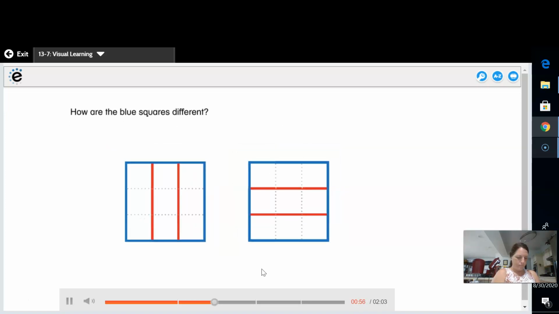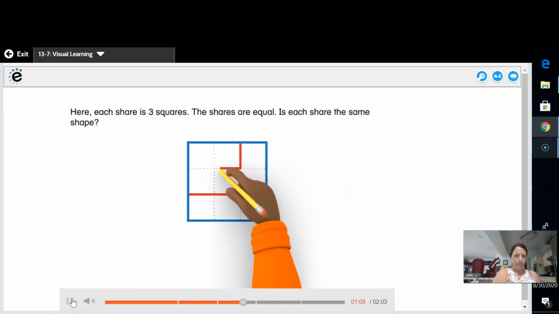How are the blue squares different? Okay, so you can see there's 3 small squares inside each share, and there's 3 small squares inside each share here, too. These are going up and down, and these are going sideways, but there's still 3 small squares. One blue square is divided into columns, and the other blue square is divided into rows. Here, each share is 3 squares. The shares are equal. Is each share the same shape?